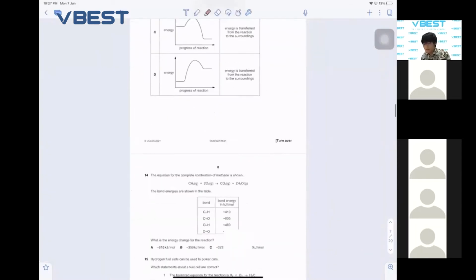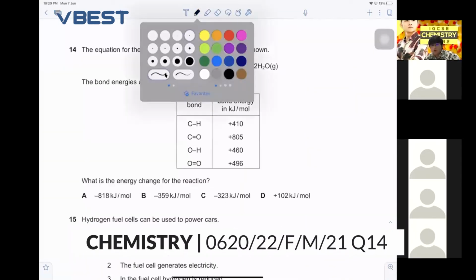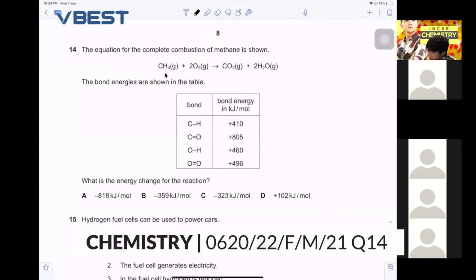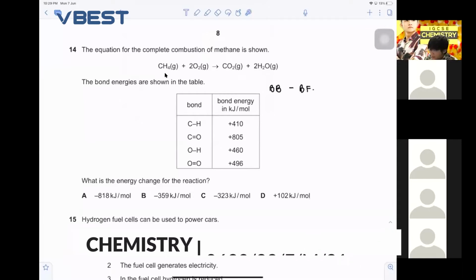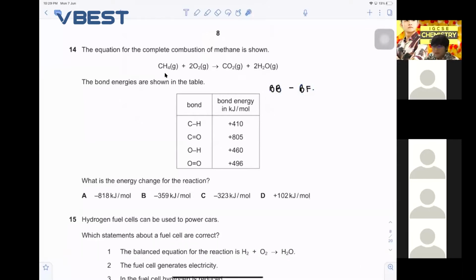Cool, yeah? 14. Okay, so in order for you to do this question, very simple. The formula is BB minus BF. Remember, baby minus BF. Baby and your boyfriend. Okay, BB stands for bond breaking. Let me draw it out for you guys to see it. Let's look at your BB.